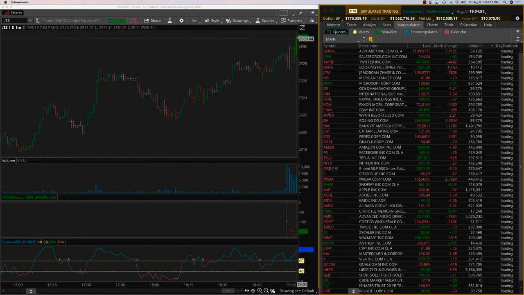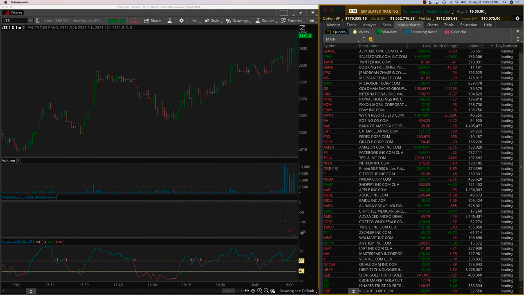The market wants to move higher. You can see the futures are also improving. However, there is still no trade yet, because there's just not enough information at all. We are barely 5 minutes into trading.